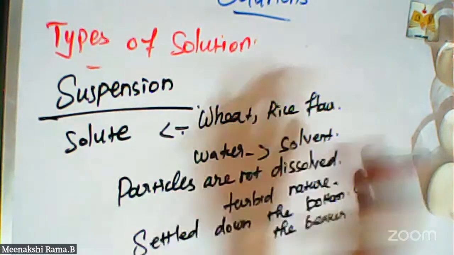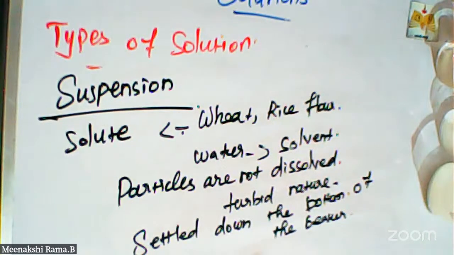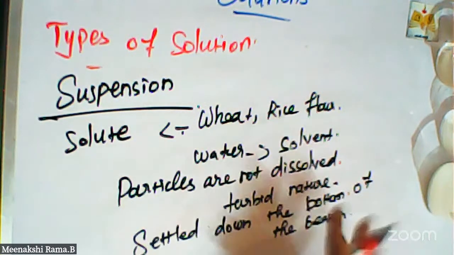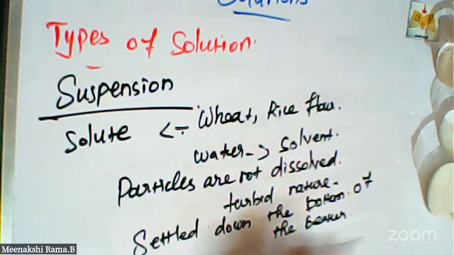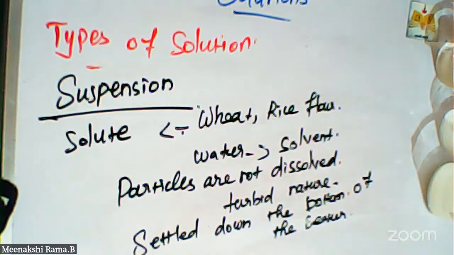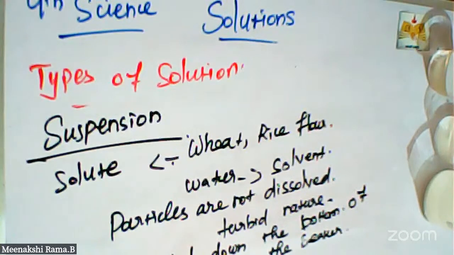The solute is wheat flour or rice flour, different kinds of flour. But that flour is not dissolved in water. It looks turbid and settles down at the bottom of the beaker also. This kind of solution is called a suspension. So, what details did we learn now? Depending upon the size of the solute particle, we classified the solution into 3 types. That is true solution, colloidal solution, and suspension.